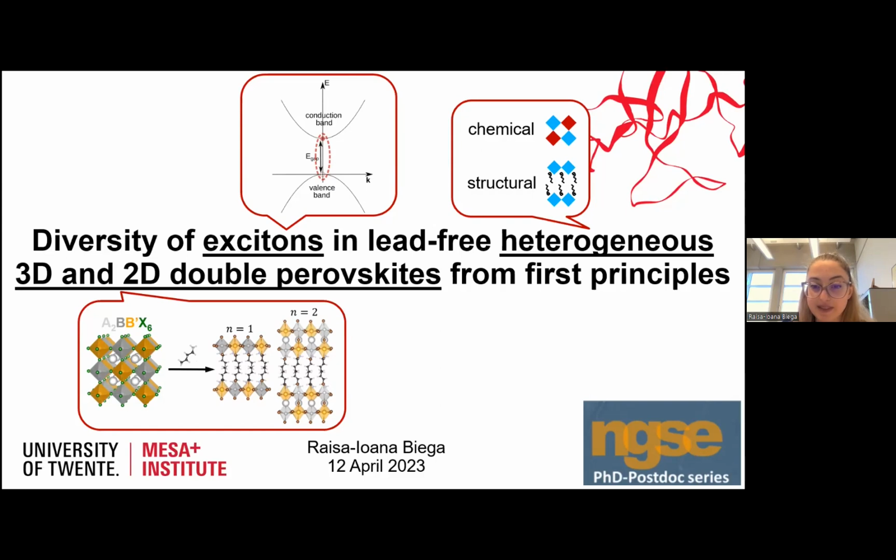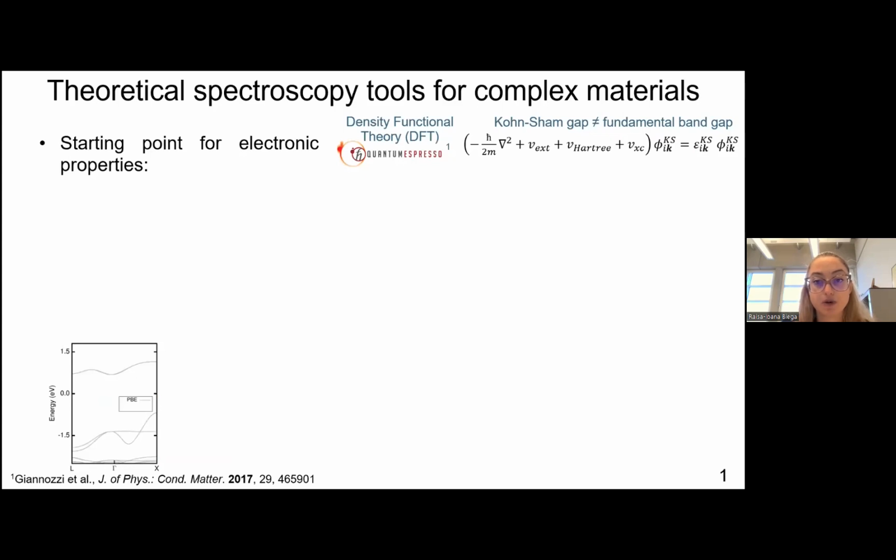I think that the keyword in my title is really first principles. So I think that you might have heard about everything in my title, more or less, but what I want to make known and stress a bit is the first principles keyword, and that's basically because I am a theoretical physicist. So what I am doing is theoretical spectroscopy for complex materials.